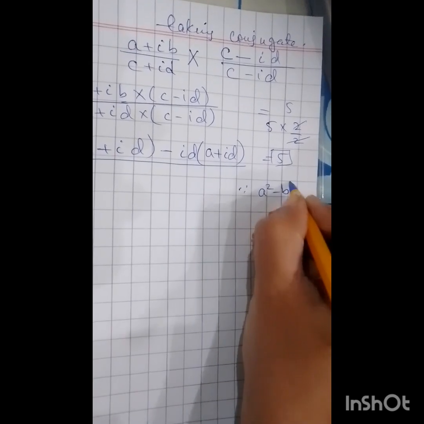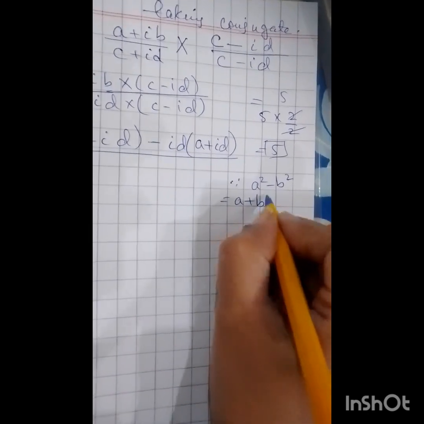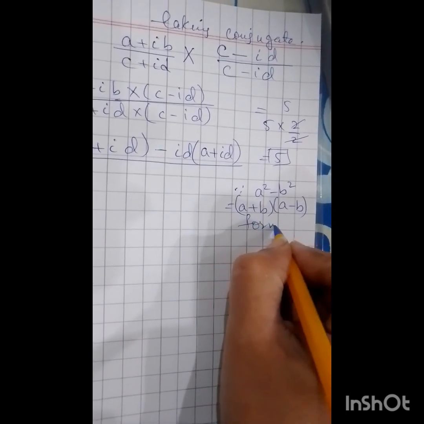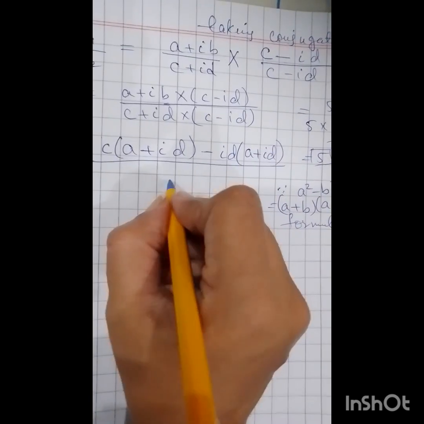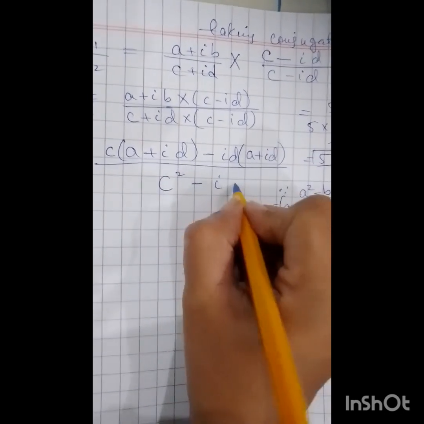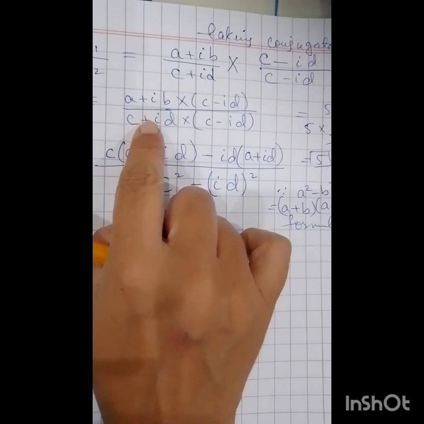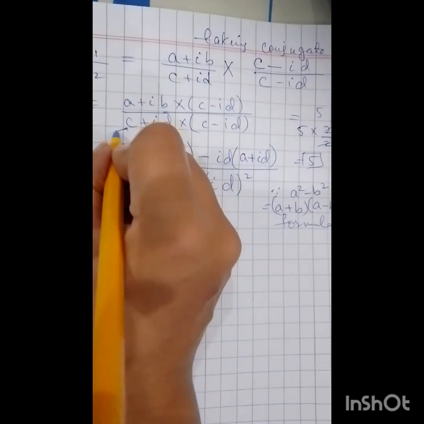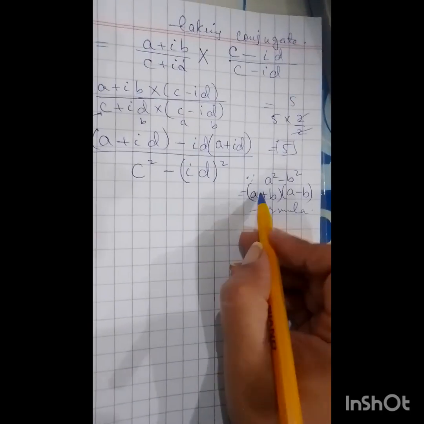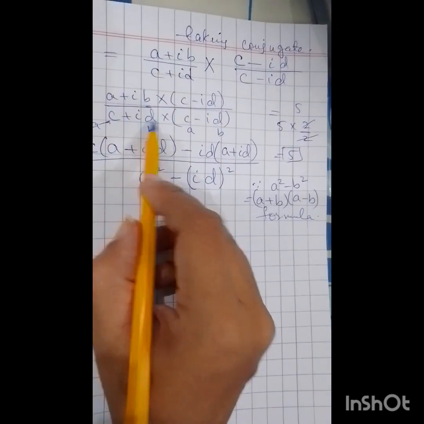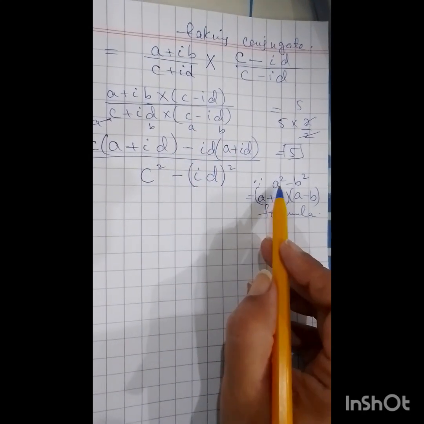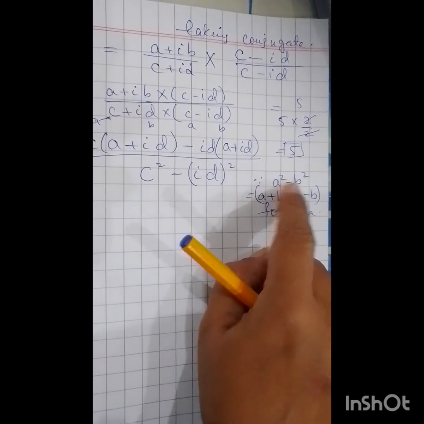I have separated the term c and iota d with the whole bracket. Either you write a plus iota b multiplied by c minus iota d, or you multiply without any hesitation, it will give you the same answer. Now this is the difference of squares formula, a plus b times a minus b equals a square minus b square, which I have applied. So here I am comparing it with a and b. So here my a is c and my b is iota d.